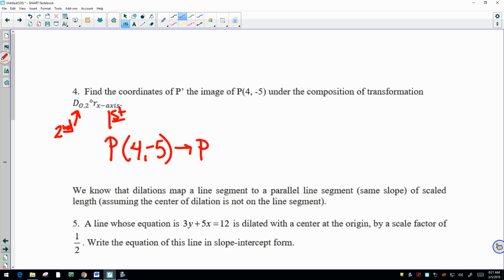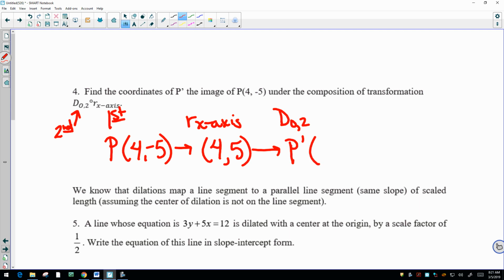Okay? So if we are going to transform this, the first thing that we're going to do is a reflection over the x-axis. And if I'm thinking reflection over the x-axis, that means y has to change. So that's going to bring us to a +5. Now we're going to take this and do our dilation. So I have a dilation centered at the origin, scale factor of 2, meaning I'm going to take each coordinate here and I'm going to multiply it by 2. So I'm going to have 8 for my new x value, and I'll have 10 for my new y value.